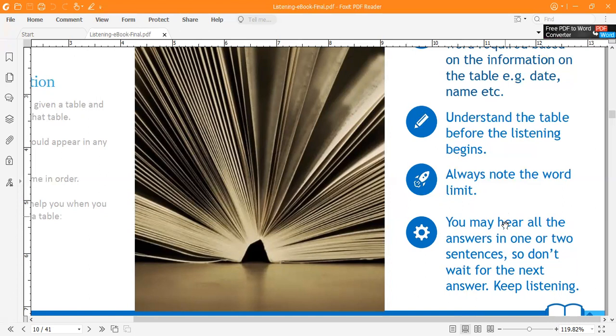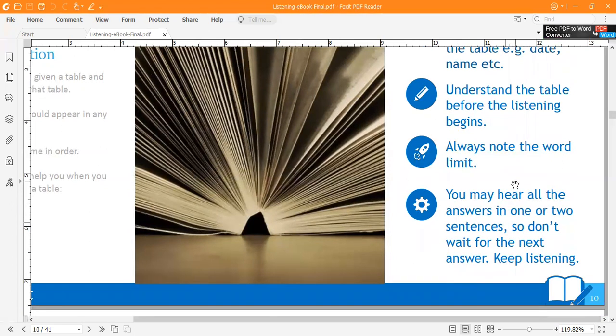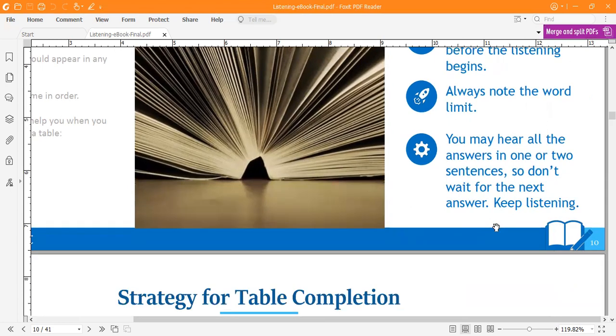Okay. Always note the word limit. This is very important. Maybe in the table you're asked to answer the questions, but you need to write 1 or 2 words. So if you wrote more, your answer is going to be marked as incorrect. So you need to notice the word limit and focus on that. You may hear all the answers in 1 or 2 sentences. This is also very important. For example, the answers for question number 1, 2, 3 may come in 1 sentence or 2 sentences. They're going to say the answers one after another.